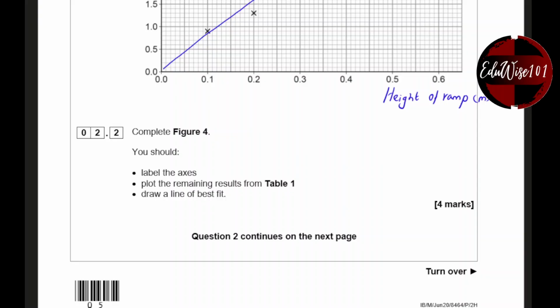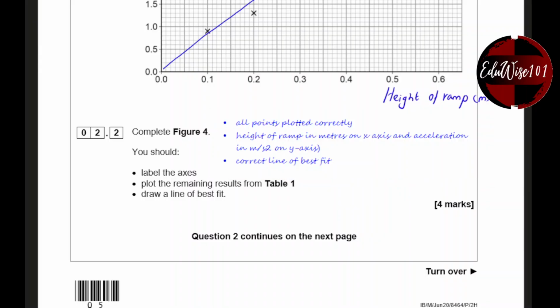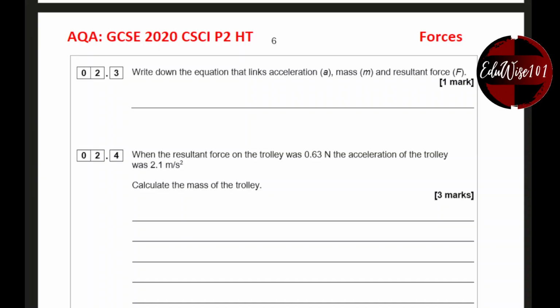So the marking scheme says 3 marks. All points should be plotted correctly. The height of ramp in meters on x-axis and acceleration in meters per second squared on the y-axis. Correct line of best fit for the 4th mark. Question 2.3. Write down the equation that links acceleration, mass, and resultant force, which is F, m, and a. So F equals ma. So here the word equation would be resultant force equals mass multiplied by the acceleration, or F equals ma.